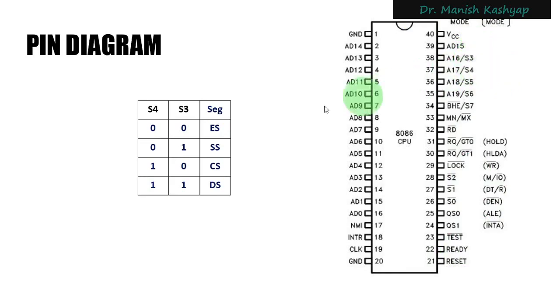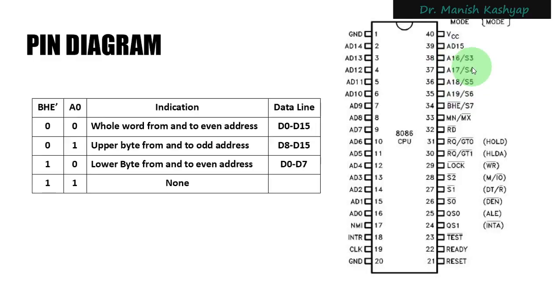For S3 and S4, we said that these are the statuses used to select particular segments in the externally interfaced memory. After that, we studied the BHE bar and A0 pin, right? A0 is simply AD0, a multiplexed pin which contains the least significant bit of address as well as data. When it is interpreted as address, it is called A0. Then there is the BHE bar signal, which is coupled with the S7 status bit. However, S7 is not used at all because it is actually a spare bit. So this is only BHE bar.